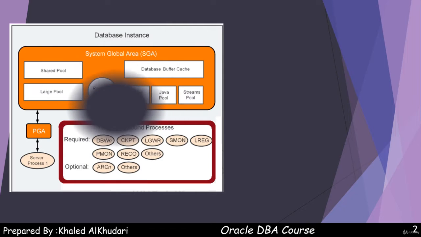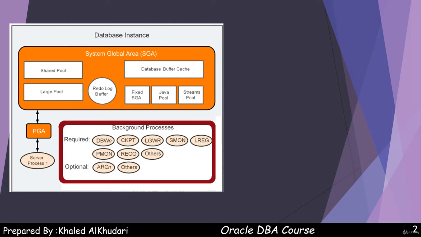Now, as I told you before, the database instance contains memory and processes. We have two types of processes: a server process and background processes. We will understand what a server process means and describe it in detail. Regarding the background processes, I have required processes and also optional processes.